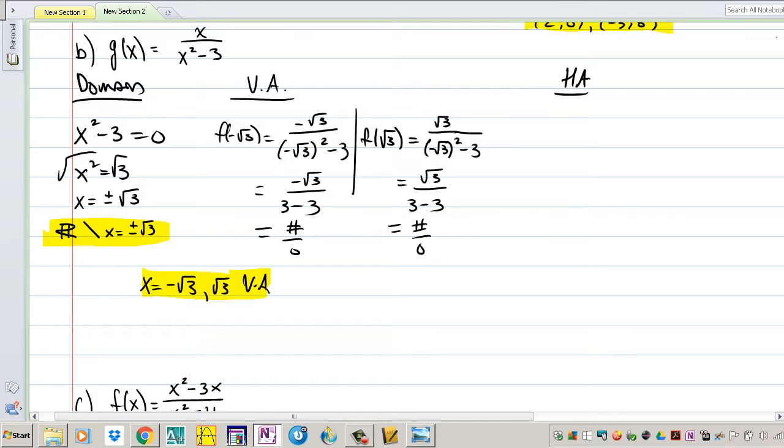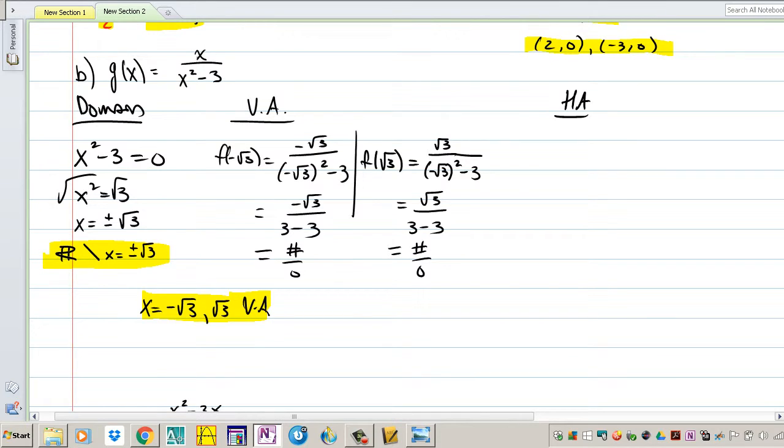So we look at the function. Is this function bottom heavy, top heavy, or same degree? Well, if you look at the power, this is an imaginary power of 1. The bottom is 2. It's bottom heavy, and all bottom heavy answers have a horizontal asymptote of 0. So you should always answer it as y is equal to 0 is your horizontal asymptote.